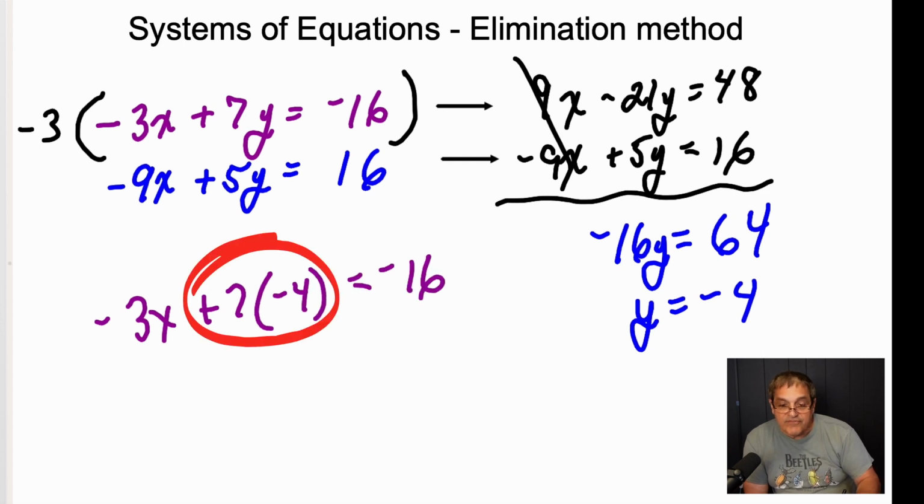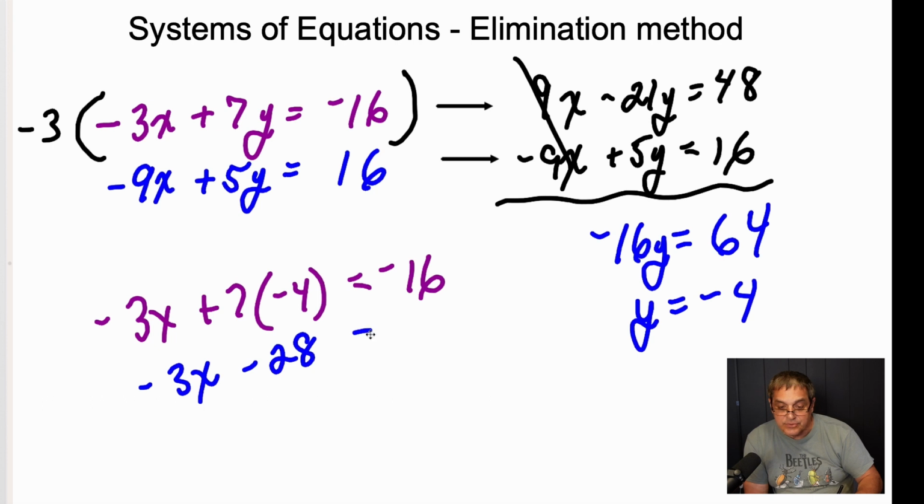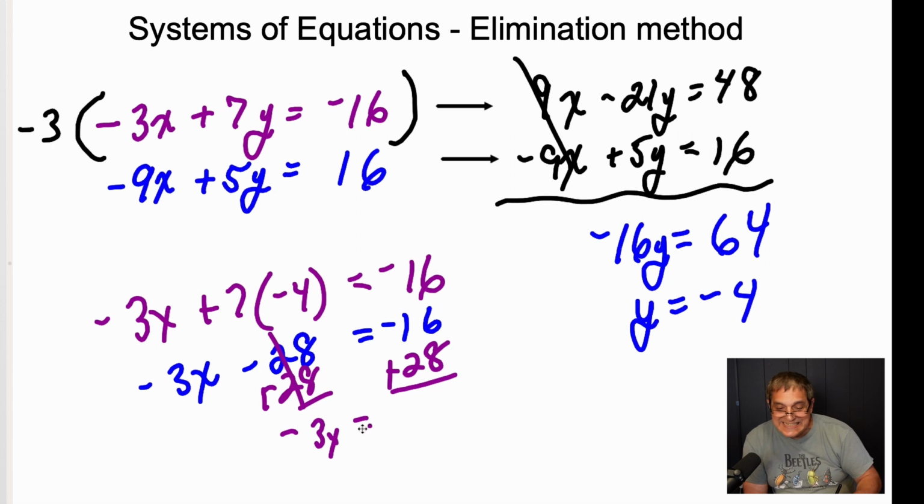Well, 7 times negative 4 is negative 28. So I get negative 3x minus 28 is equal to negative 16. I'm going to add 28 to both sides. And I end up with negative 3x is equal to positive 12. And when I divide both sides by negative 3, I get x is equal to negative 4.